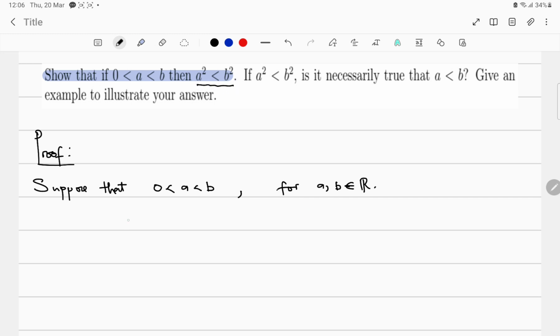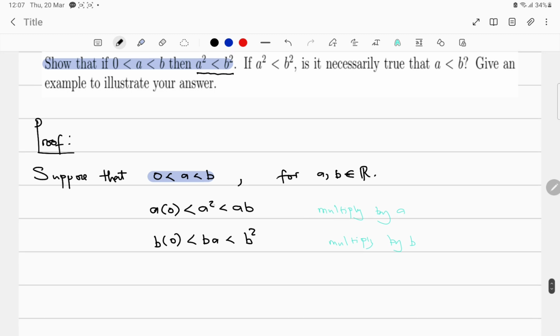So the first thing we have to do is we just have to multiply on this one. If we multiply on this one by a, we get a times 0 is less than a squared, which is less than ab, multiplied by a. That is the first part. Then the second part we multiply by b. So we get b times 0 is less than ba, which is less than b squared. We are just multiplying this by a and by b.